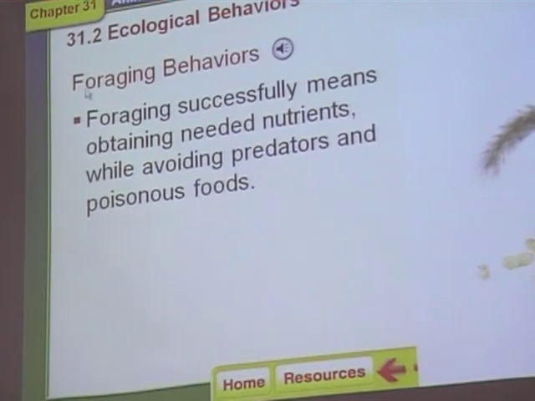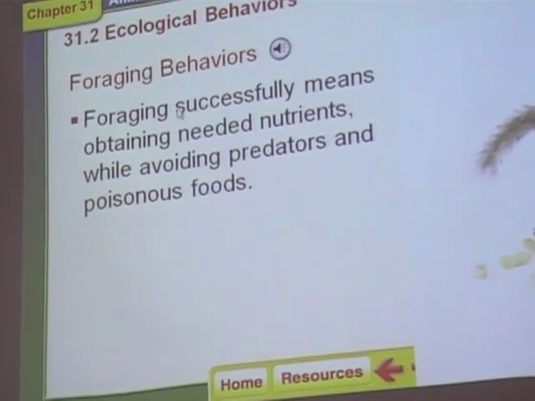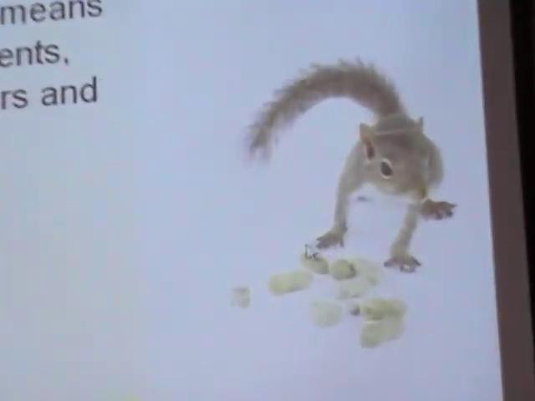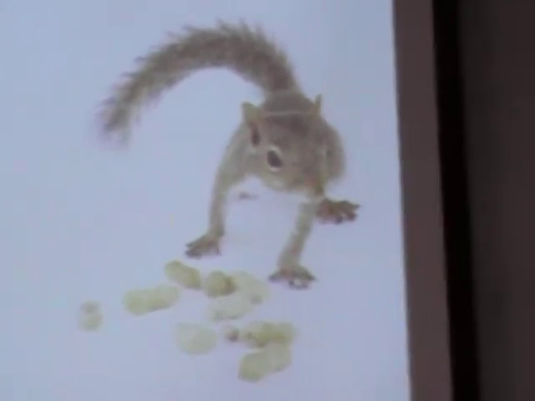Okay, you might have heard of foraging behavior. Foraging means finding food. And if you ever watch a squirrel run around finding acorns and such, that's foraging behavior. Foraging means successfully obtaining needed nutrients while avoiding predators and poisonous foods. Much of an animal's time is spent foraging for food.